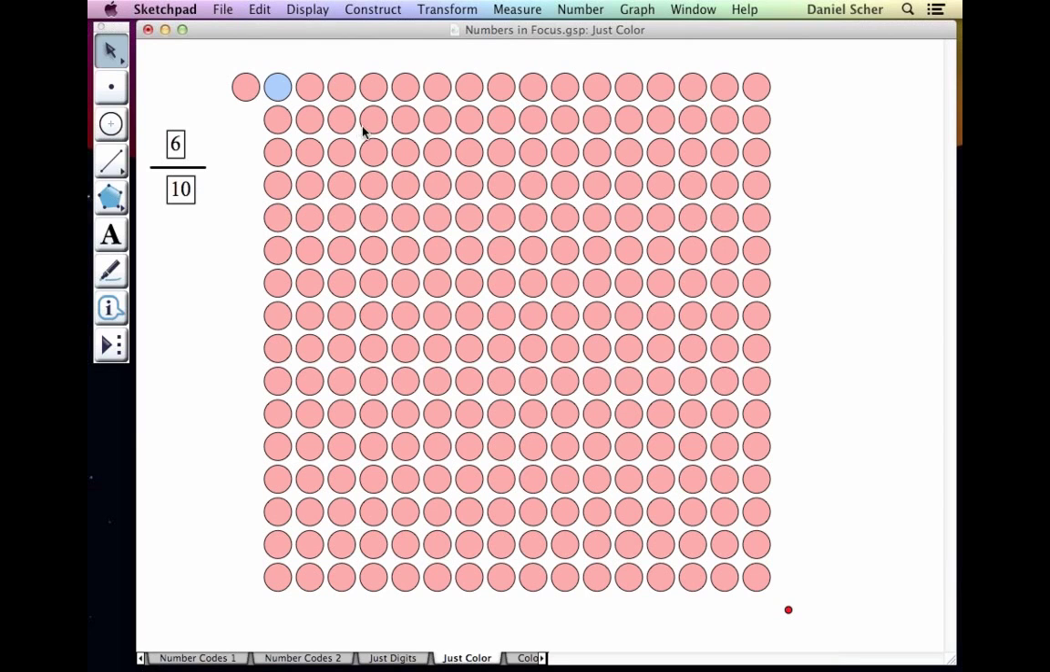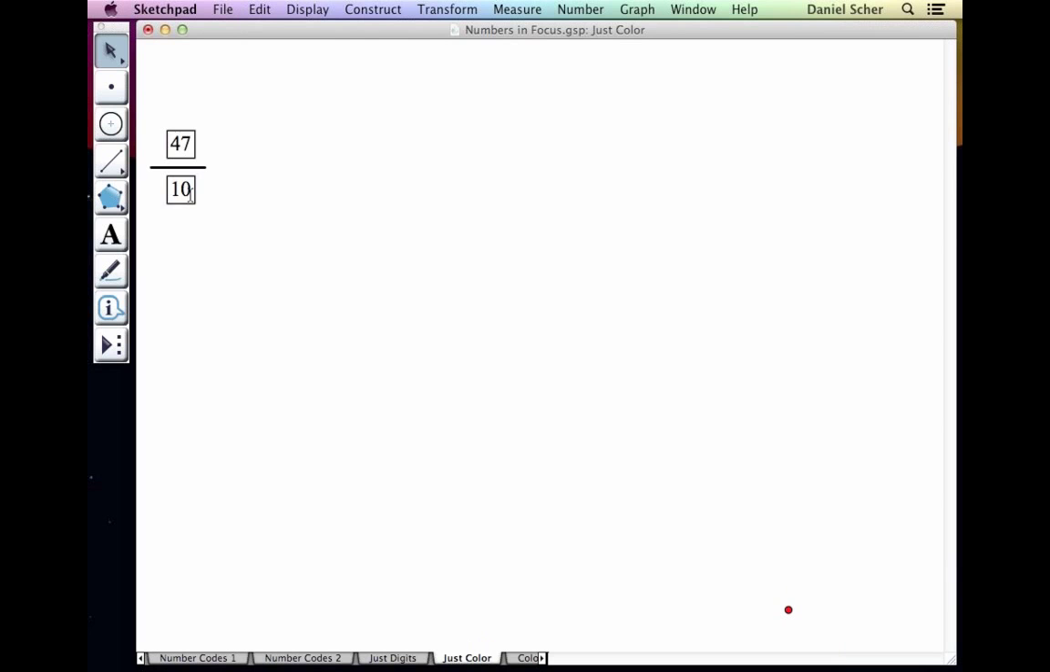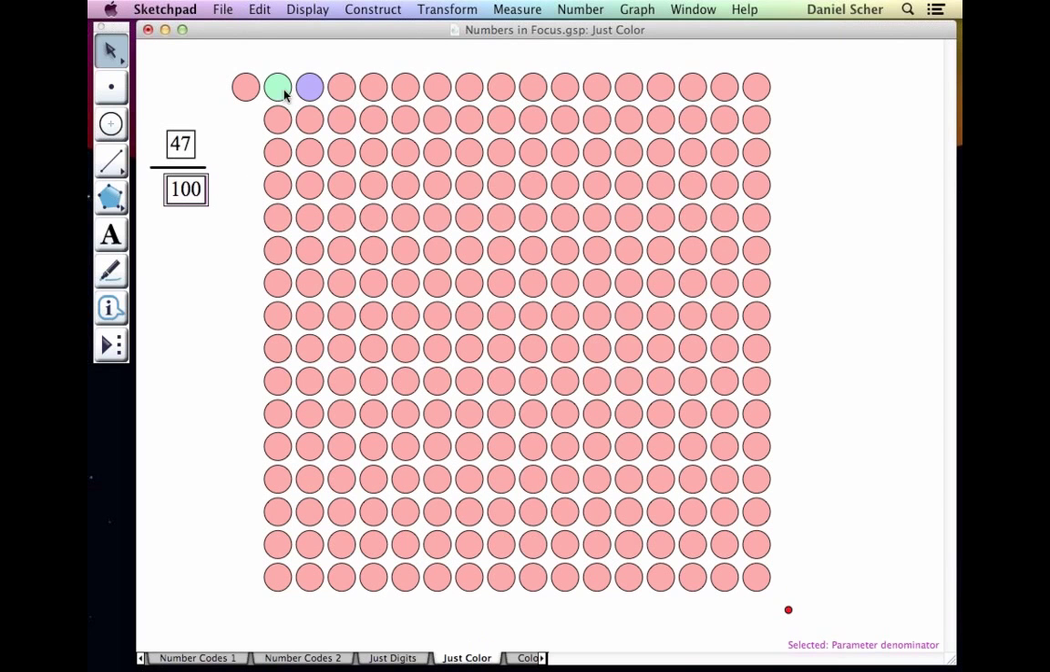We might ask them to come up with a fraction whose decimal representation contains exactly 2 non-zero digits. So perhaps students would pick something like, oh, I don't know, 47/100. So again, we have all zeros, but we have 2 that are not zero. They could look at other patterns.